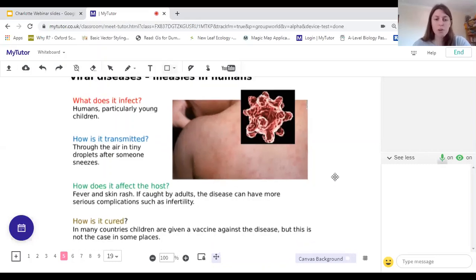How is it cured? So in many countries, children are given a vaccine against the disease. That's certainly what we do in the UK. When we're very young, we're offered the vaccination for measles, as well as two other diseases called mumps and rubella, the MMR vaccine. But it's not the case in some places, in which case children will often be infected by the disease and hopefully would be able to recover from that and not then catch it as adults, because then they would have some immunity to it.